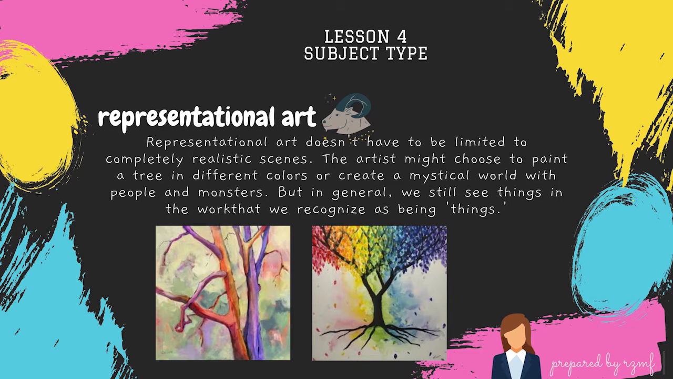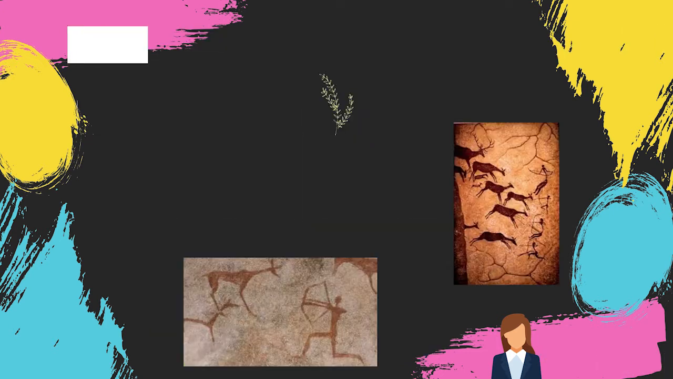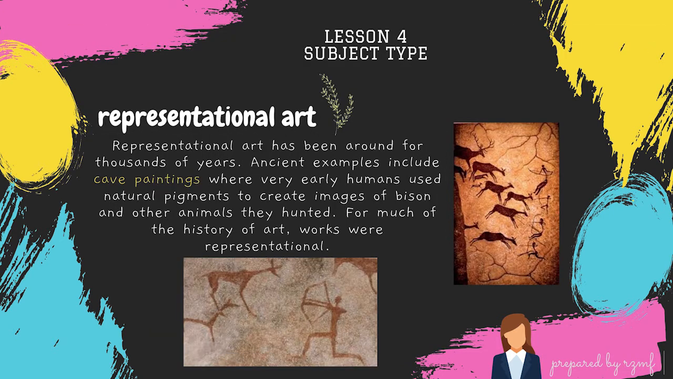Representational art doesn't have to be limited to completely realistic scenes. The artist might choose to paint a tree in different colors or create a mystical world with people and monsters. But in general, we still see things in the work that we recognize as being things. What do you see with these paintings? These paintings still represent a tree. Even though they got different colors of the leaves, these are still recognizable as trees.